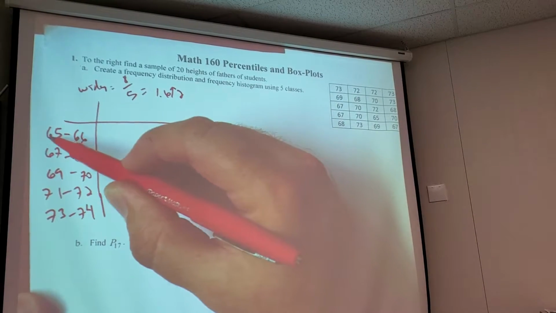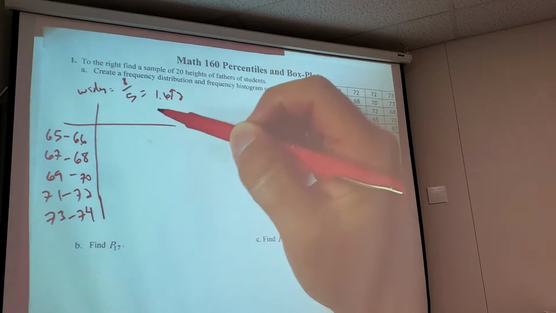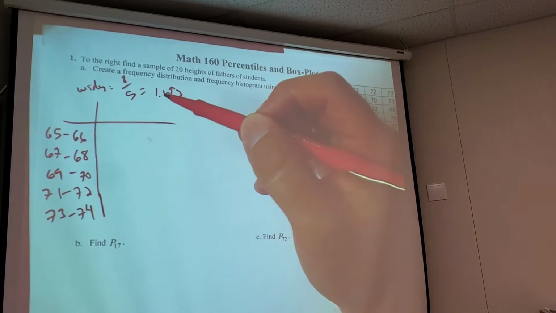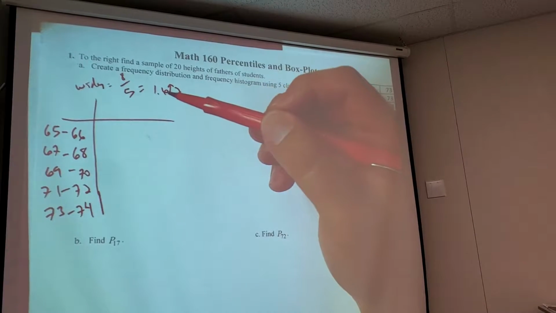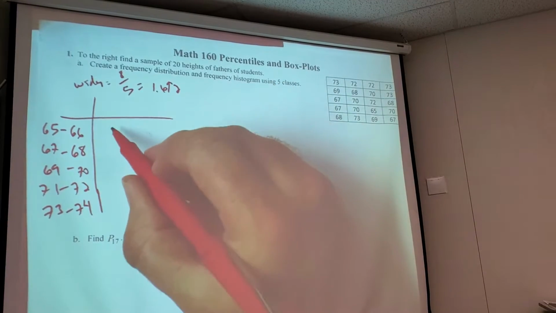Because remember, what is this class? This first class really goes from 64.5 to 66.5. That's where you see 2. It's hidden. But, you know, I gave you a choice. You can choose this way or not. If you did it the other way, hopefully you did it right.